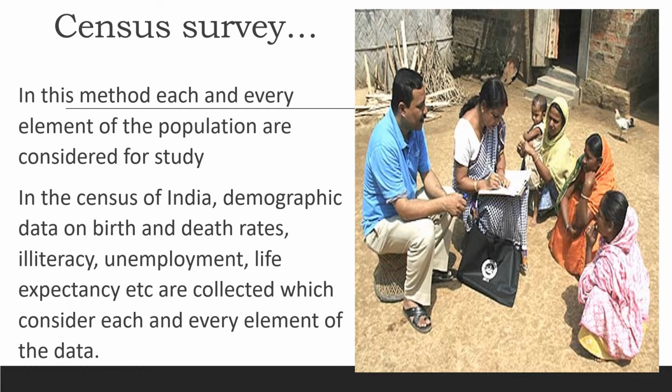Now, the Census of India is a very good example of the exercise of collecting data by means of a census survey. In the Census of India, demographic data on birth and death rates, illiteracy, unemployment, life expectancy are collected. And this method considers each and every element of the data. You can see in the picture, there are enumerators, investigators sent by the Central Statistical Organization, and they are collecting data on behalf of the Census of India.